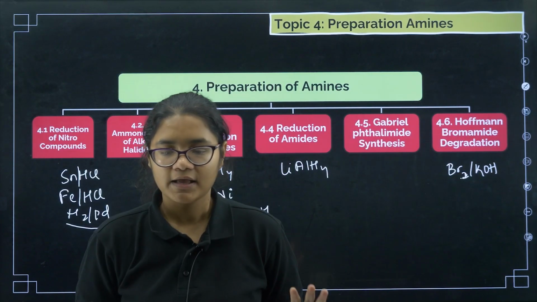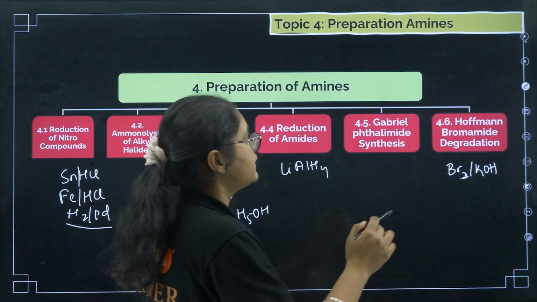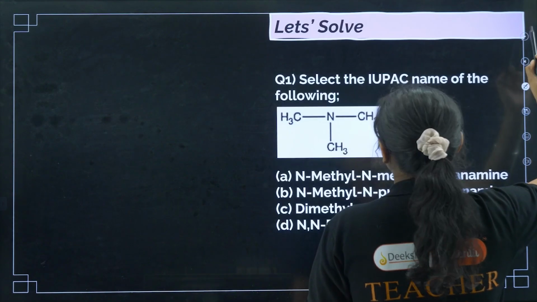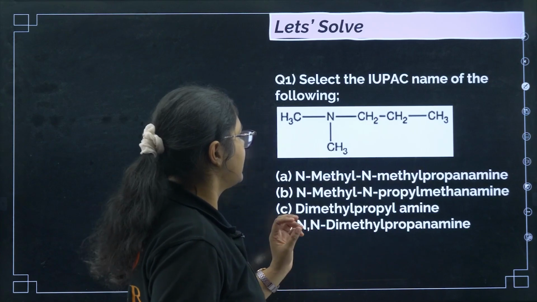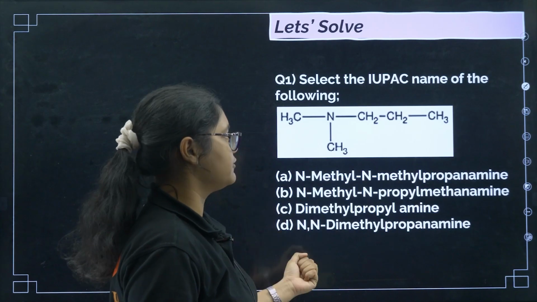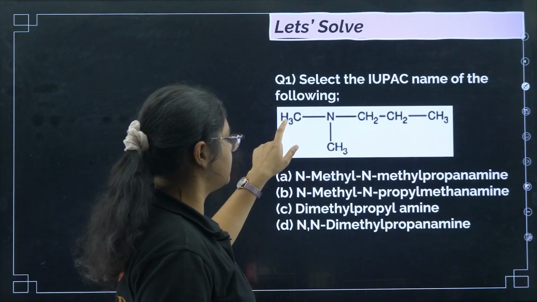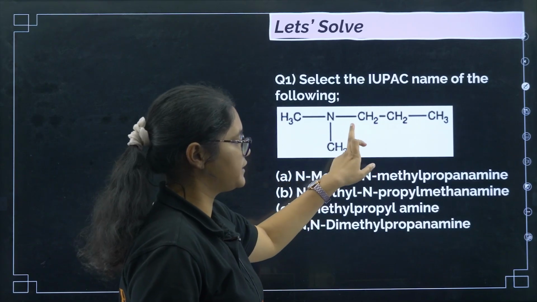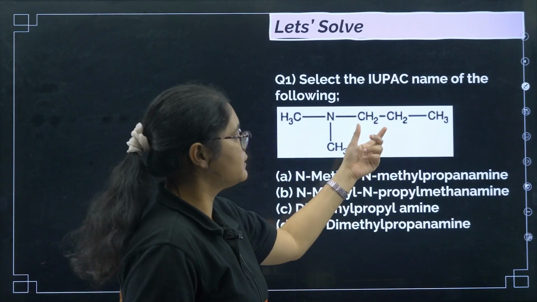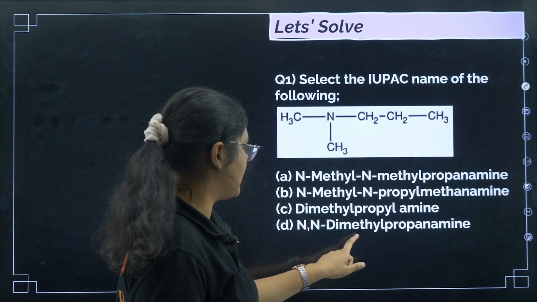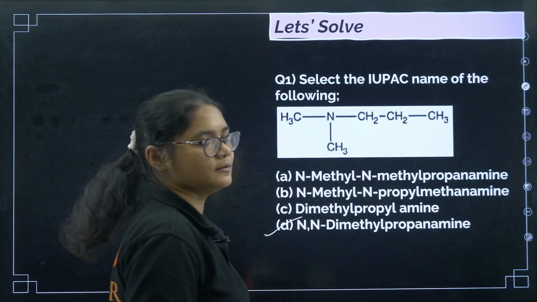Okay, clear? Fine. Now moving to the next one, here's the question, select the correct IUPAC name of the following. Okay, so you know this is a tertiary amine, so here the longest chain will be the parent name, so it will be propanamine. Okay, so we have N,N-dimethylpropanamine, option number D.